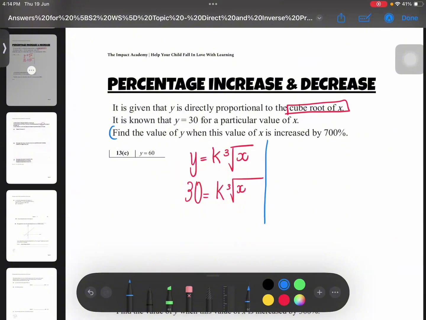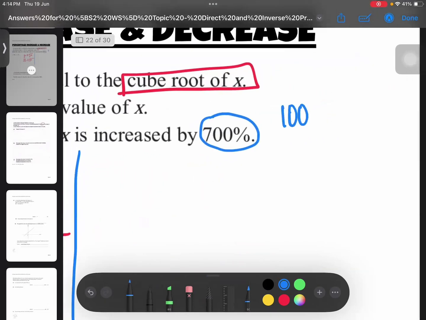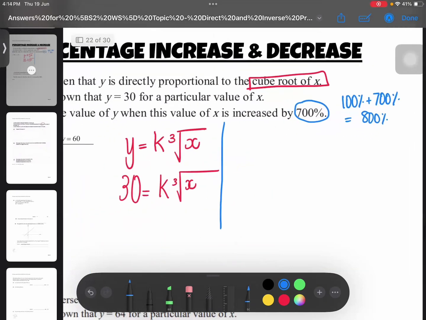The next sentence says, find the value of y when this value of x is increased by how many percent? Initially it was 100%, right? You increase by 700%. So what are you right now? You have 800% right now. Agree or disagree? So that means instead of x, you will now have y equals k cube root of 8x. Are you understanding?